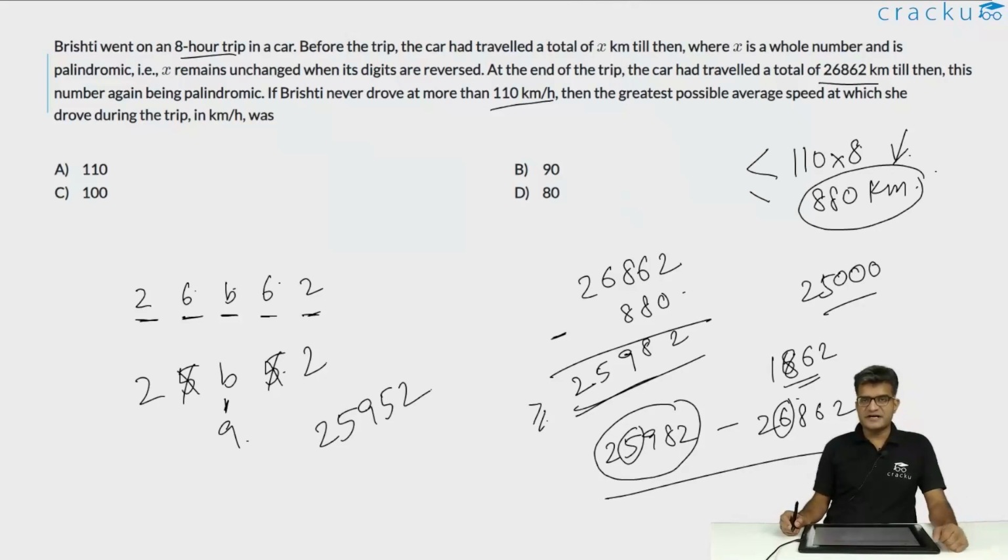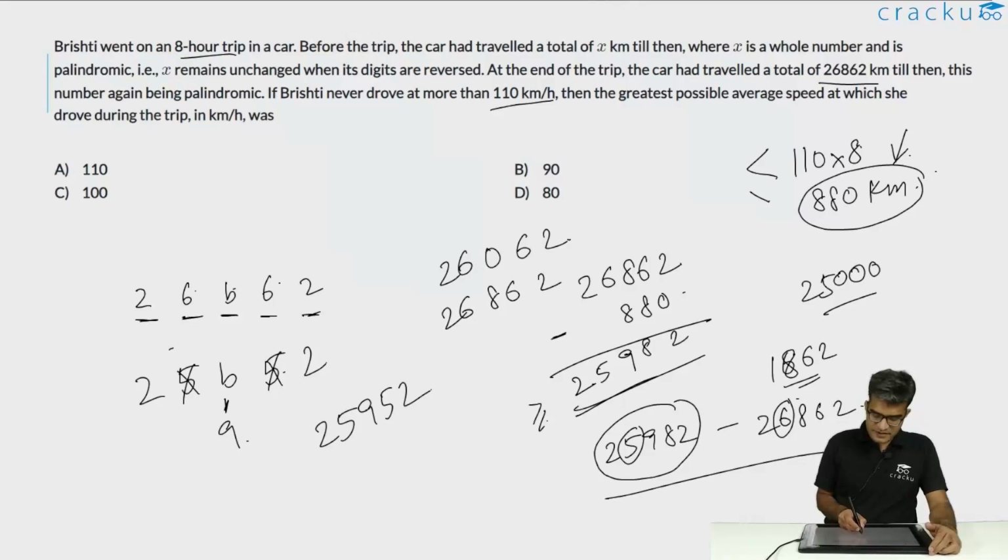What are the values B can take? Now there is no condition on B. Why is there no condition on B? Because this number lies between 26062 and 26862. Any of the values that B takes, either 0 or 1 or 2 or 3 or 4 or 5 or 6 or 7, probably not 8, any of them will satisfy this condition. The total distance will be less than or equal to 880 kilometers.